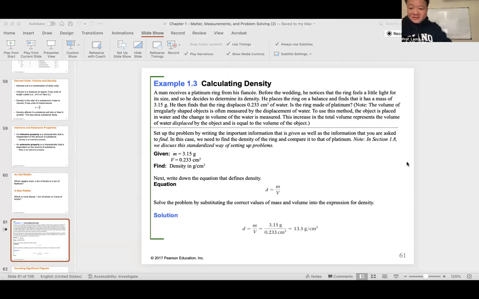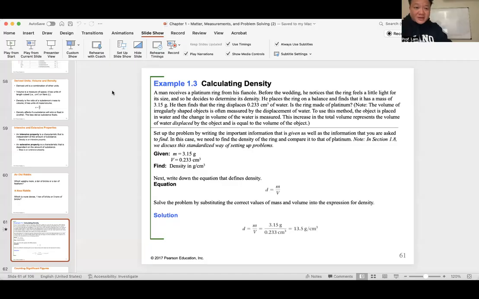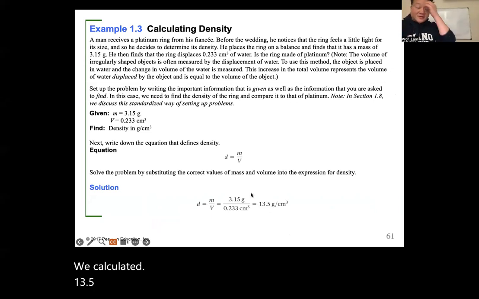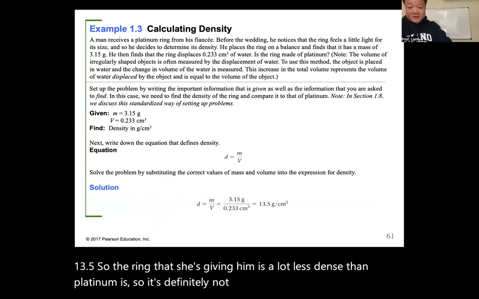That's going to be very different than what we have, right? Okay, I'm trying to figure out how to get back to our slide here. Sorry about that. Okay, so 21.45. We calculated 13.5. So the ring that she's giving him is a lot less dense than platinum is. So it's definitely not platinum, right? 13.5. I don't know what that is, right?